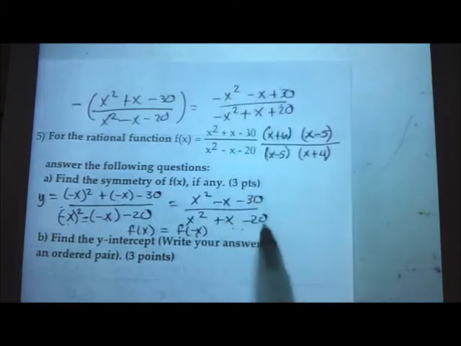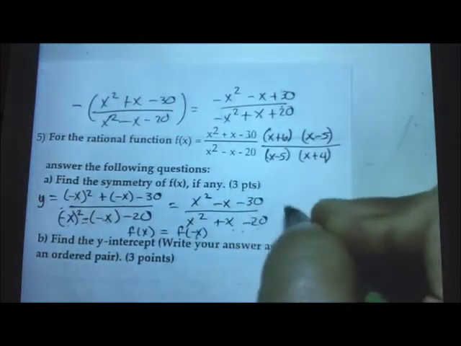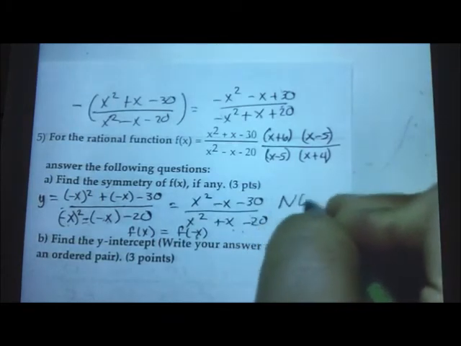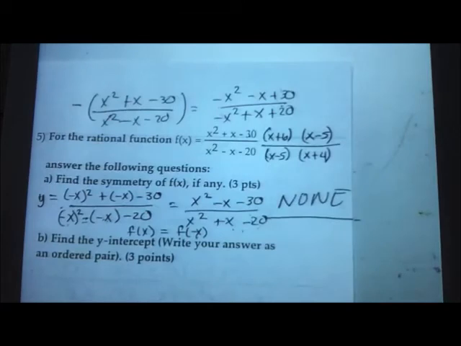Are they the same? No. So guess what? You're finding the symmetry, if any. Is there any? No. So we're going to put none. The same thing will happen on your test, but you need to make sure you show me. Are we good? Okay. So can we move on?